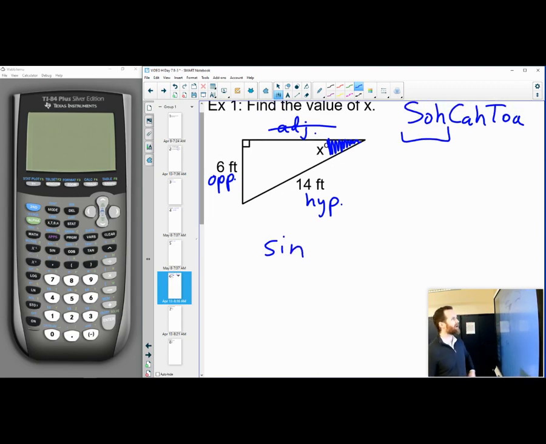And it's going to be sine of what? Normally it's sine of a number, but here they don't give us the angle. So we're going to make it sine of x degrees. Sine of x degrees equals, and it's always the sine, cosine, or tangent of the angle equals the ratio. So next is the ratio, which is opposite over hypotenuse. So it's 6 over 14.